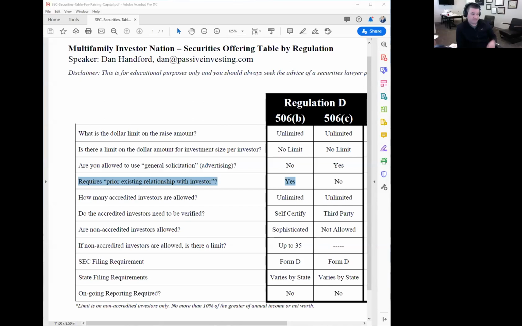Right. So just like we read the SEC's definition of what they consider to be a security, here's what they consider to be a sophisticated investor. A sophisticated investor, according to the SEC, has, quote, enough knowledge and experience in business matters to evaluate the risks and merits of an investment, close quote.